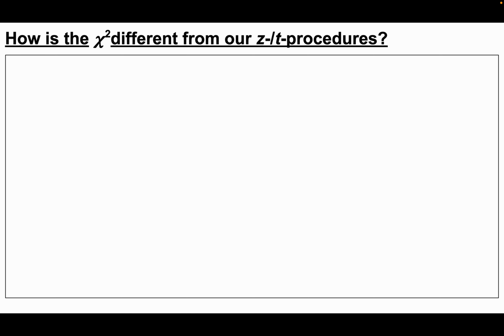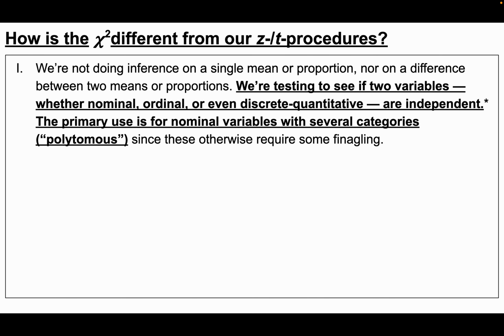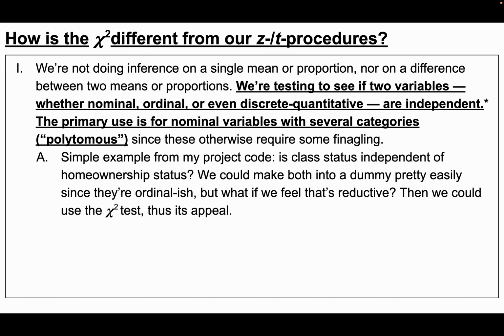So how is the chi-square different from our Z or T procedures? We're not doing inference on a single mean or proportion, nor on a difference between two means or two proportions. We're testing to see if two variables are independent. So the primary use is for nominal variables with several categories, known as polytomous variables, since these otherwise require some transformation or finagling.